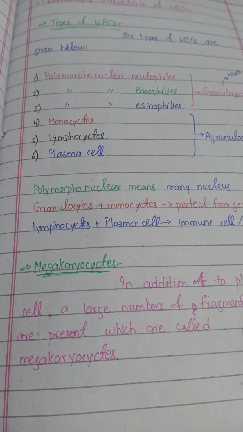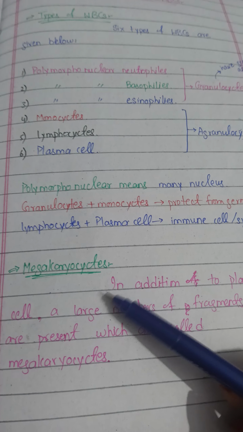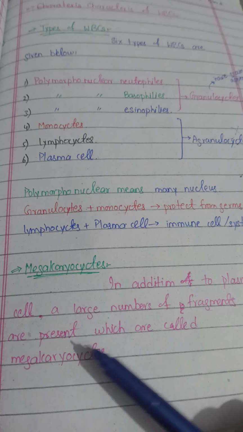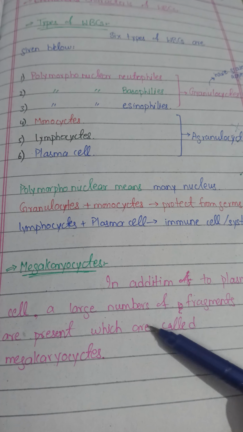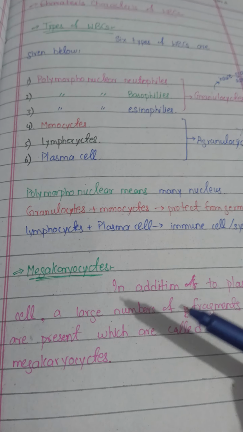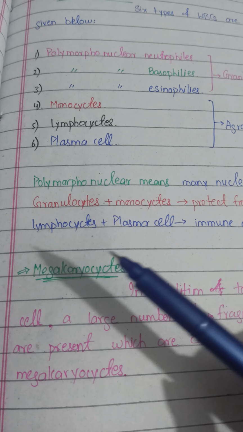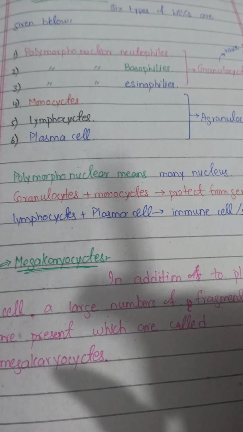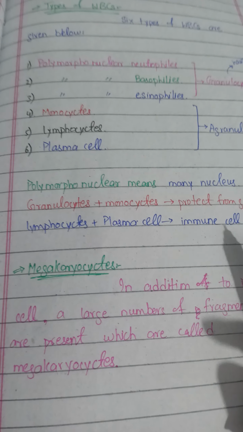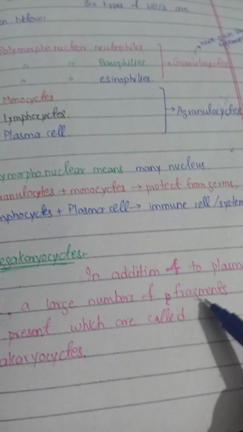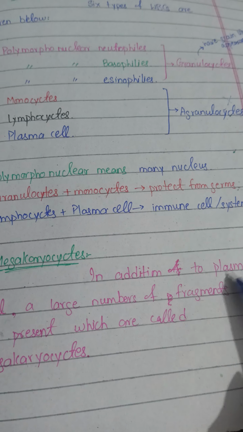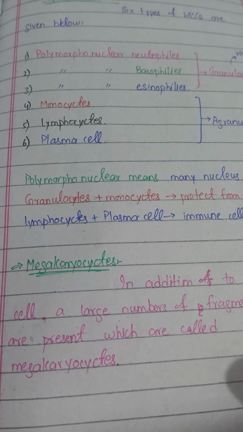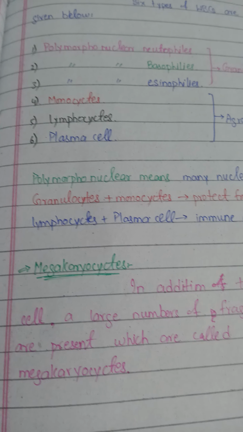Now we discuss megakaryocytes. In addition to plasma cells, a large number of fragments are also present in our white blood cells, which are called megakaryocytes. As the name indicates, mega means big, and karyocyte means big nucleus. Meaning they have a structure with a big nucleus, and therefore a large number of fragments are present. They have a large size, so therefore they are called megakaryocytes.